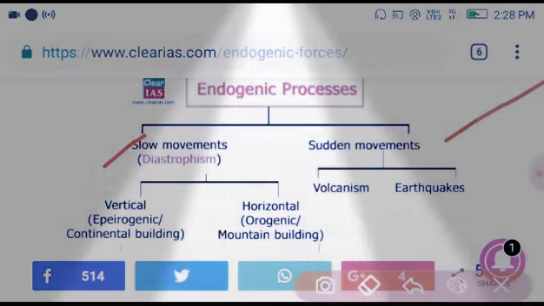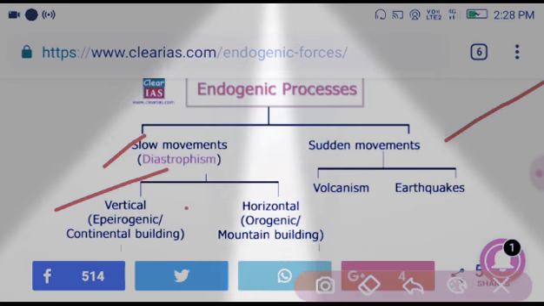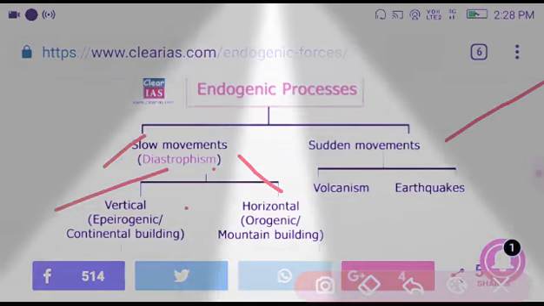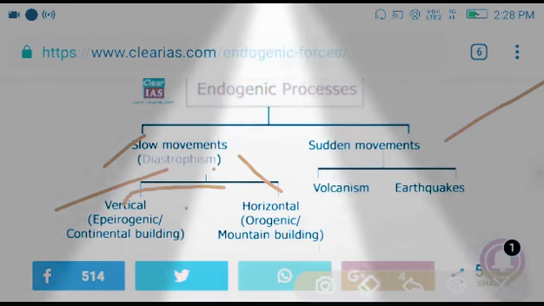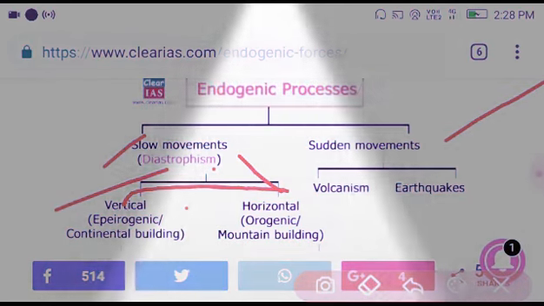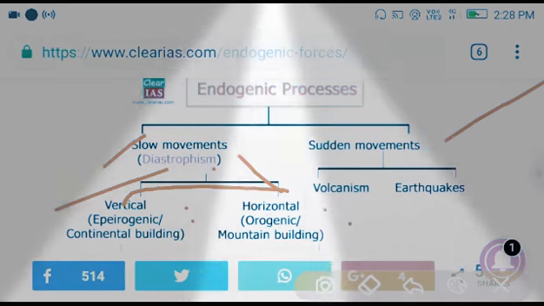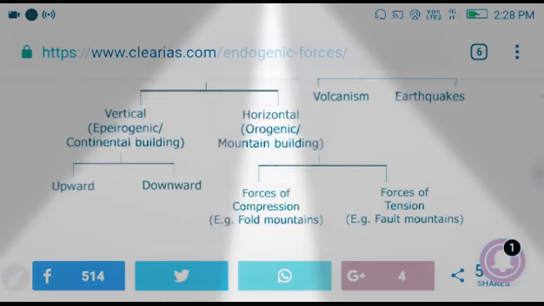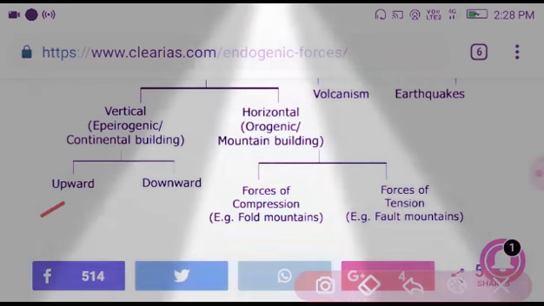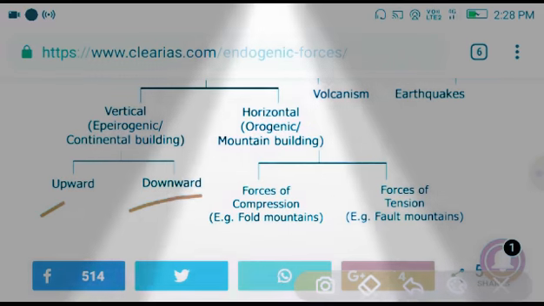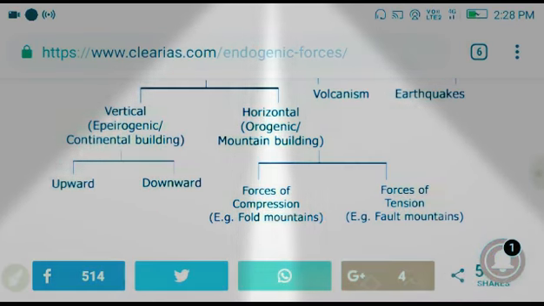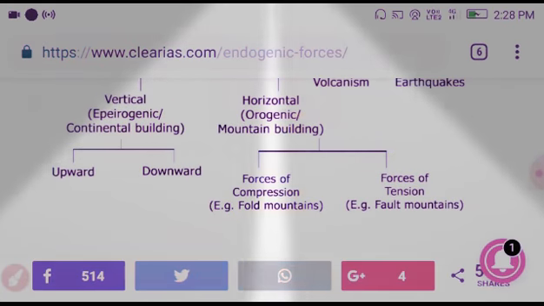Slow movements are vertical, epeirogenic or continent building, and horizontal. So it is diastrophism mainly, classified as vertical and horizontal. Horizontal is orogenic, mountain building, and sudden movements are volcanism and earthquakes. Vertical movements can be classified as upward and downward, and horizontal movements as force of compression, fold mountains, and force of tension. Please remember, it is important.